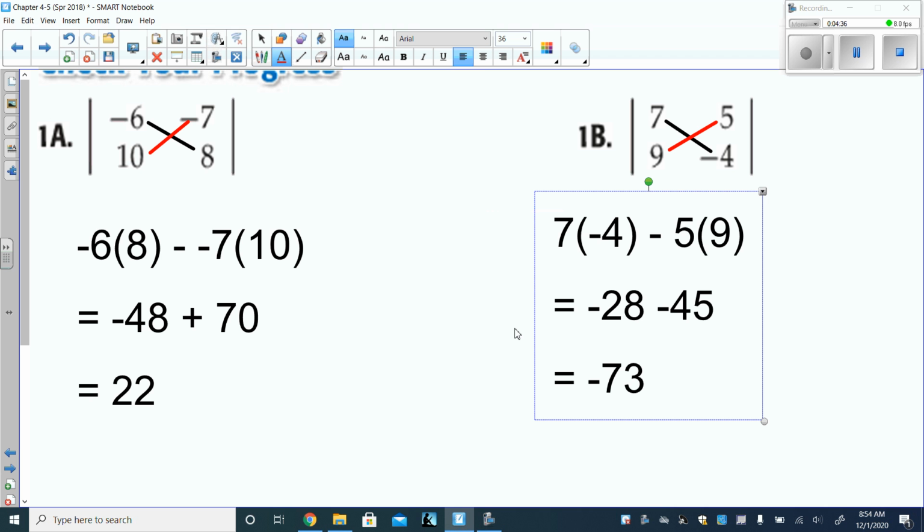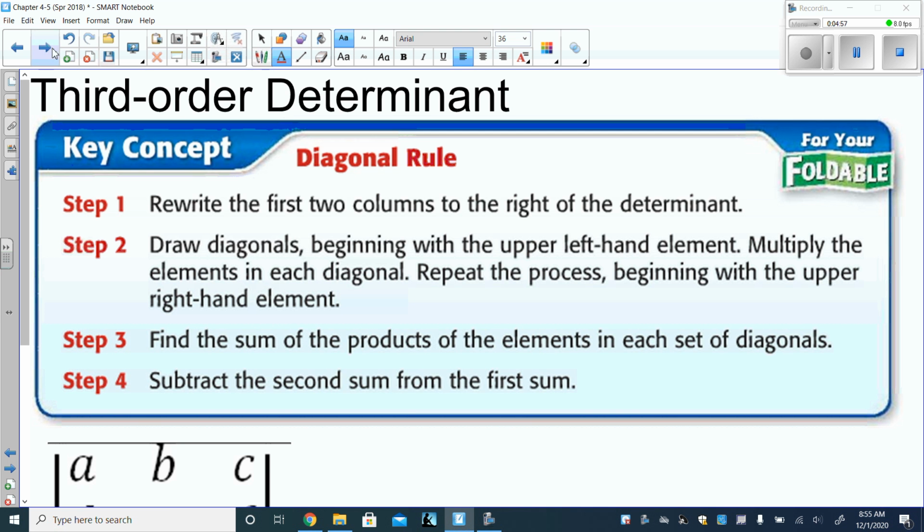And that's all we have to do for these 2 by 2 determinants. So a 2 by 2 determinant is just going to be diagonals one way minus diagonals going the other direction. And that's it. Now we could have also used the graphing calculator, and I included 2 videos with that, which will do these also.